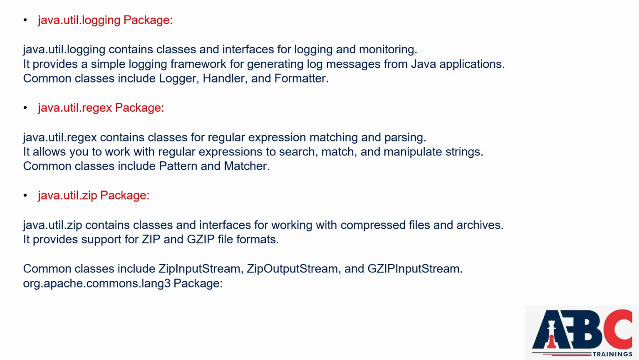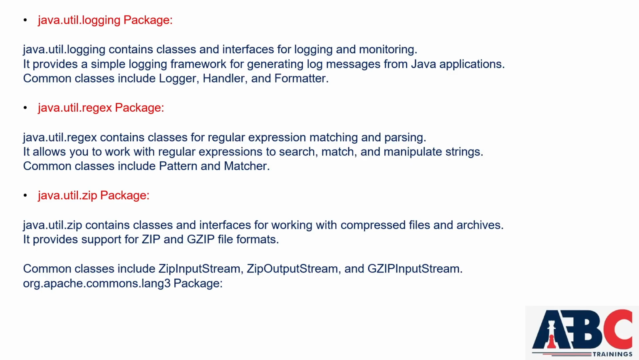Next is the java.util.logging package. The java.util.logging package contains classes and interfaces for logging and monitoring. It provides a simple logging framework for generating log messages from a Java application. The common classes include Logger, Handler, and Formatter. Next is the java.util.regex package. It contains classes for regular expression matching and parsing. It allows you to work with regular expressions to search, match, and manipulate strings. The common classes include Pattern and Matcher.